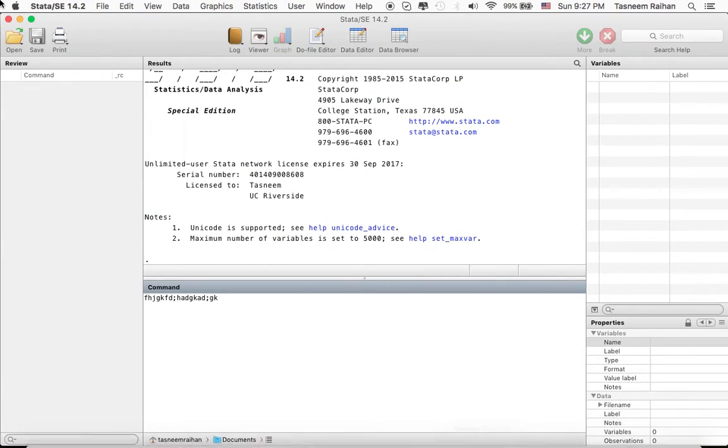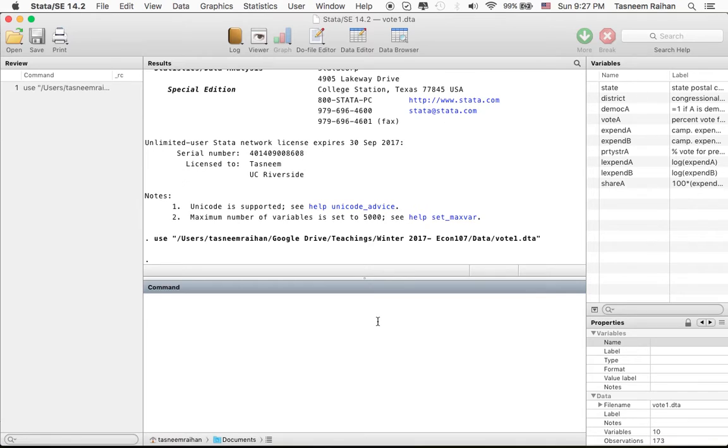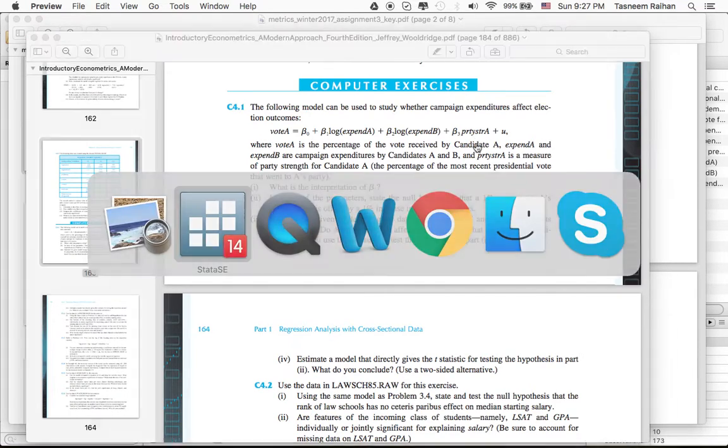So let's go to Stata and open this data file called vote1.dta. Okay, so we have opened that. Now what we want to do is regress vote A on log of expenditure A, log of expenditure B, and party strength A.